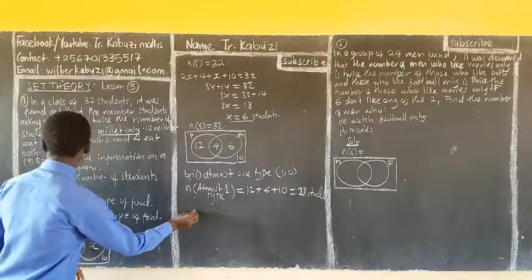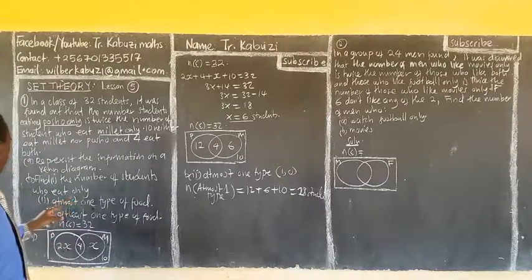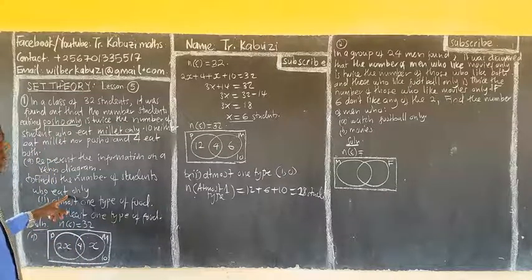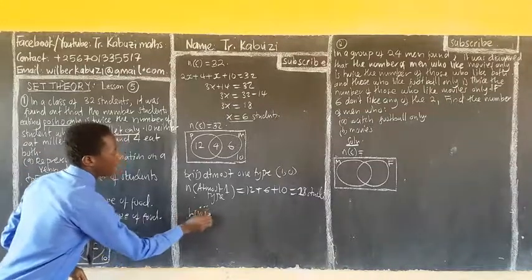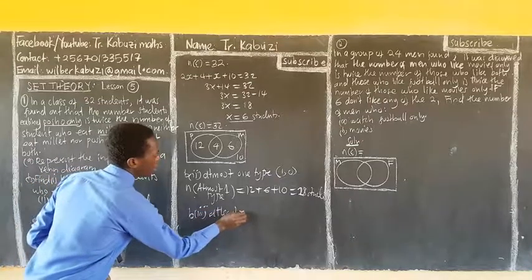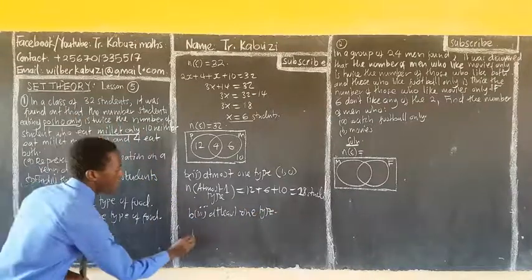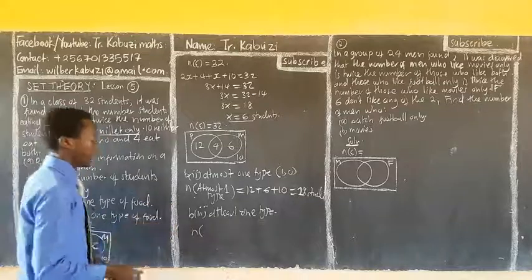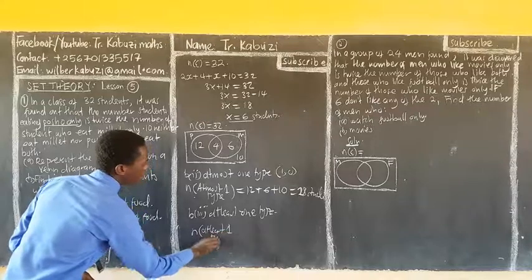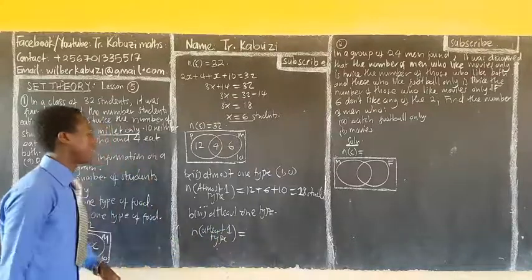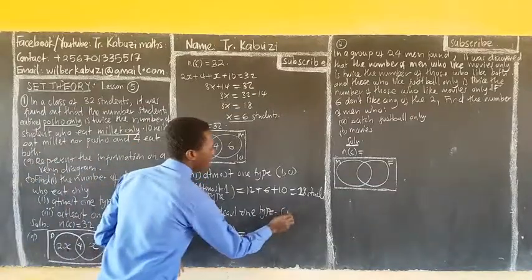Then, Roman numeral 3, only 1, A. Okay, at most. Roman numeral 2, then Roman numeral 3, at least 1 type. So at least 1 type means the number who eat at least 1 or 2. So at least 1 type is going to give me at least 1 type. I'll be having those eating 1 or 2. So this means 1 or 2.